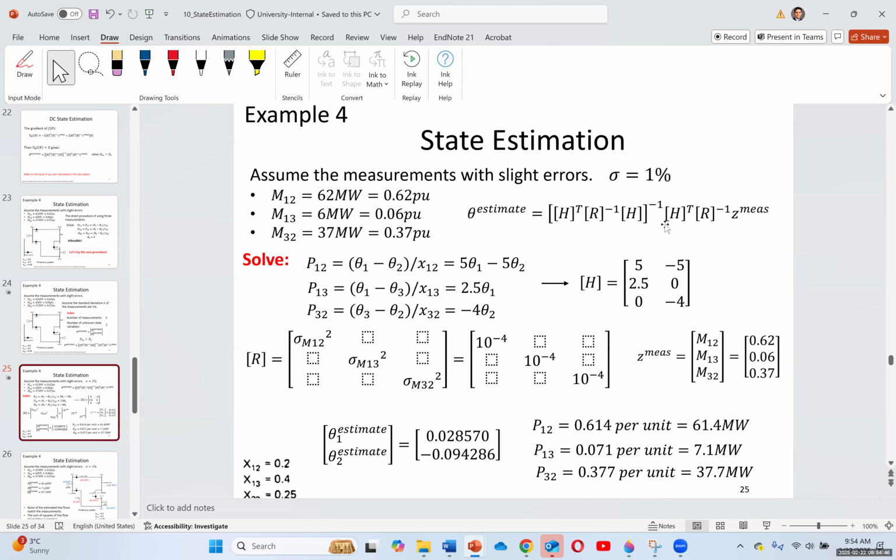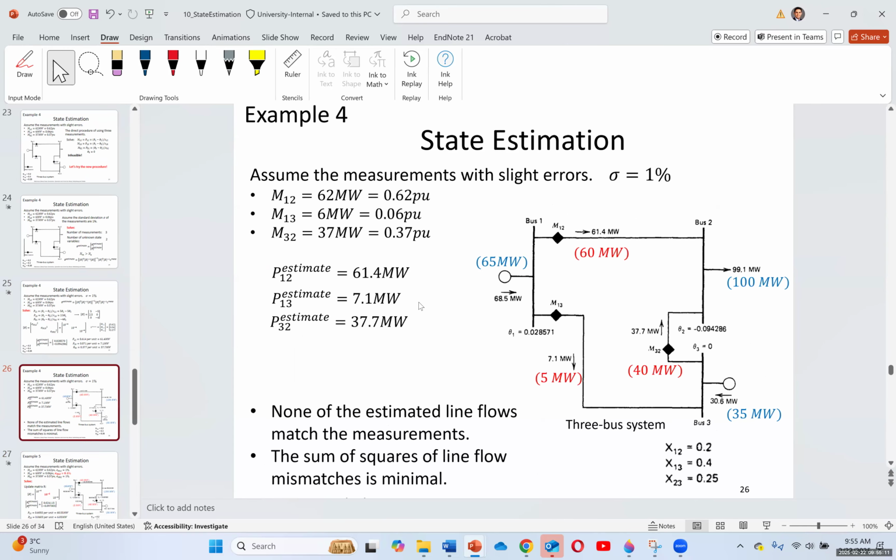When we calculate this estimation, the theta 1 estimate is going to be 0.028570, and theta 2 is going to be negative 0.094286. In other words, P12 is going to give us 0.614, P13 is 0.71, and P32 is 0.377. Now, we can actually see the measurement values with the errors. And as you can see, none of the estimated line flows matches the measurements, and the sum of squares of line flow mismatches is the minimal.